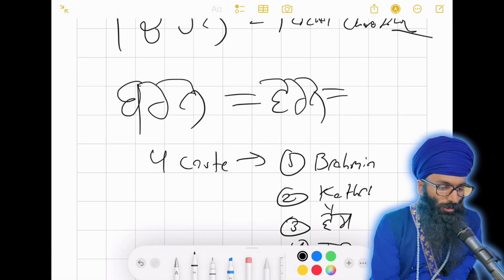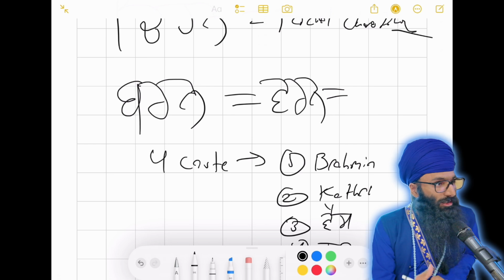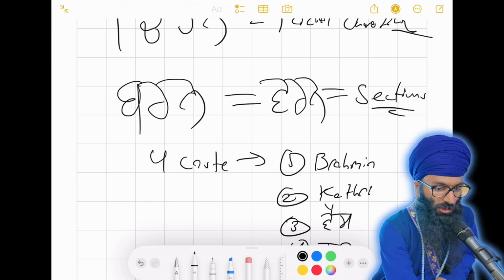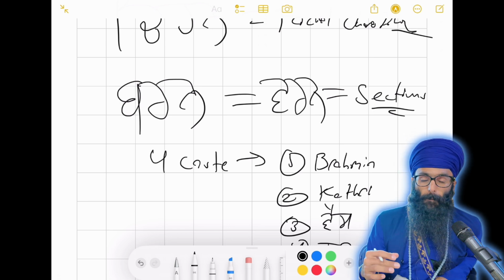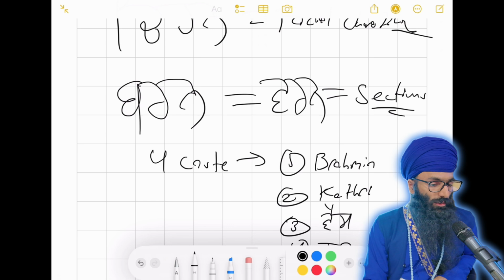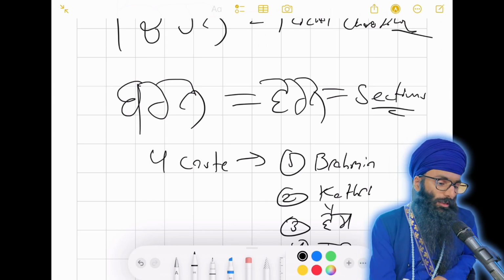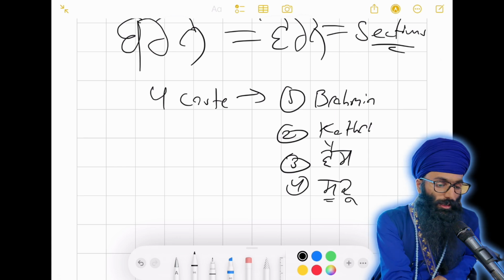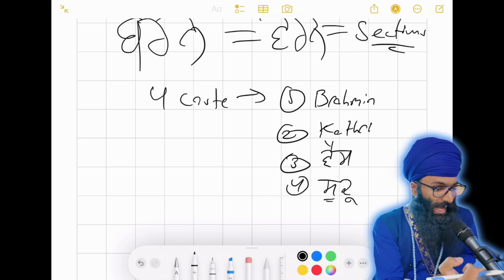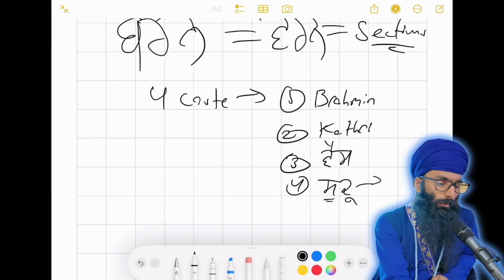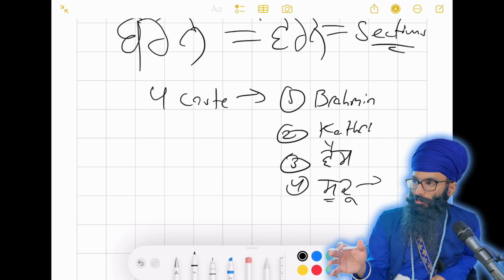Okay, so the root word of varan just means sections. So I'm just going to write down that as well. Sections. But in particular, it's referred to as a caste system. Okay, the Brahman, Khatri, Vas. So the Brahman are the people that teach. The Khatri are the people that fight. The Vas are the people that work with their hands. The Sudra are those that do the seva of the above three. Okay, so this is how the system of India works.